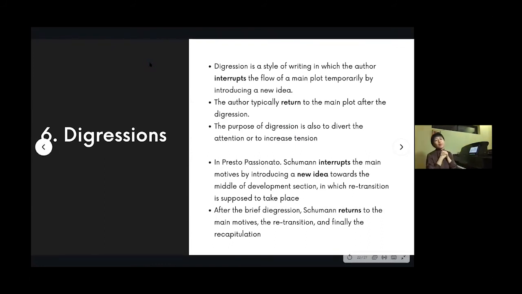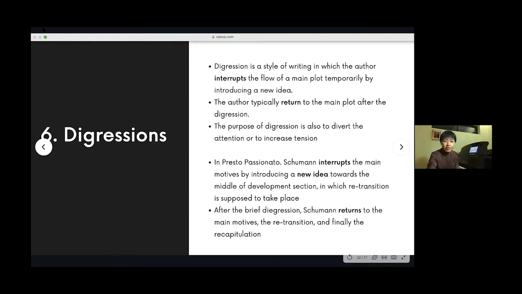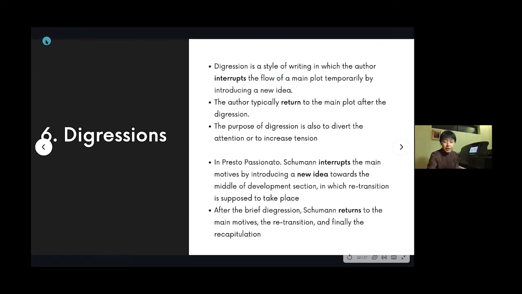Now, number 6 is very important. You don't really get what German Romanticism is until you know what digression is. What is digression? Digression means when the author suddenly diverts your attention by bringing in a new plot. It's like a story within a story, so it interrupts your attention in the main plot. By definition, digression is a style of writing in which the author interrupts the flow of a main plot temporarily, only temporarily, by introducing a new idea, a new story, maybe a new character.